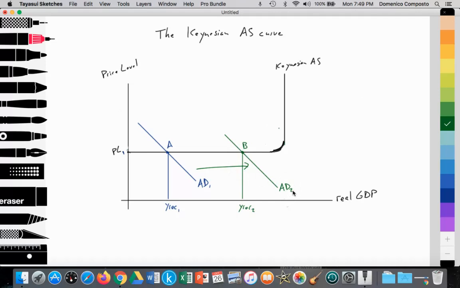Consumer spending increases, investment spending continues to increase, and now we're beginning to enter Section 2. So aggregate demand is beginning to enter this section. Here's AD3.